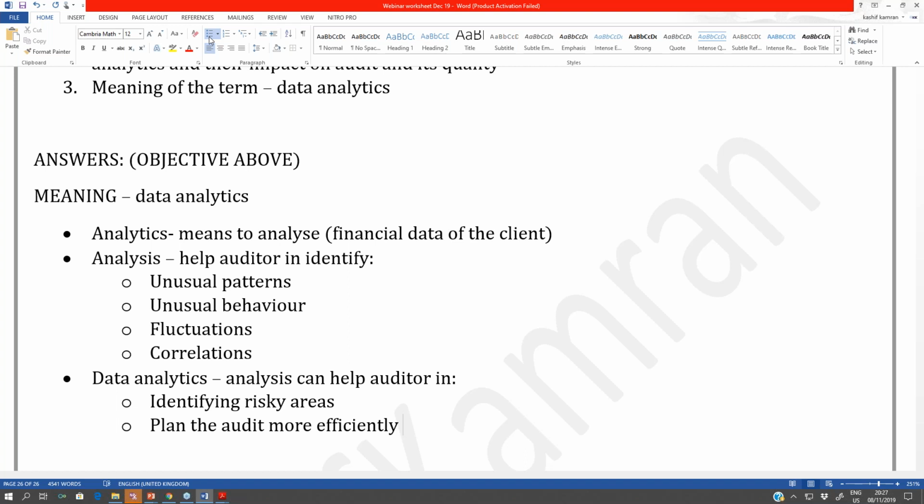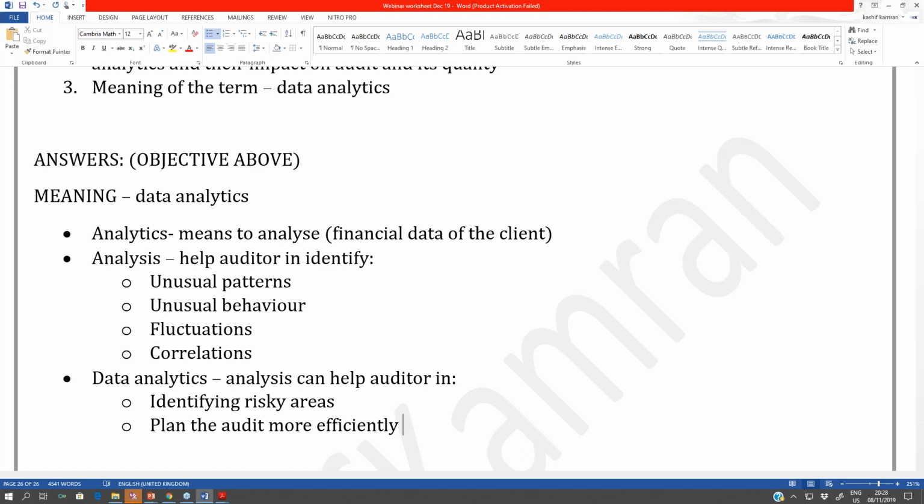You can plan the audit more efficiently because you're using computers in that process. So automatically, when you introduce machines in a process, the process becomes more refined, more efficient, and more paced up. So there will be a lot of time saving. You can do the work quicker, and you can just focus on the areas where you need to focus.